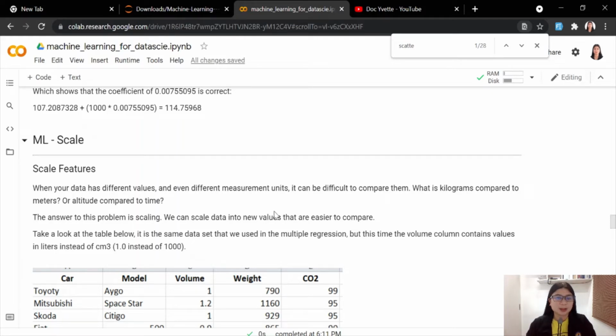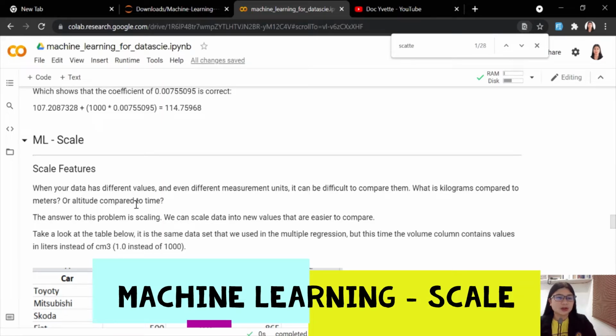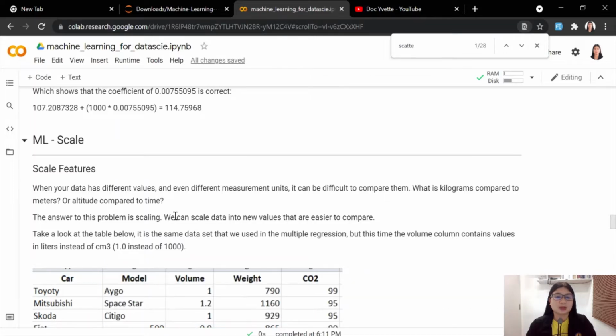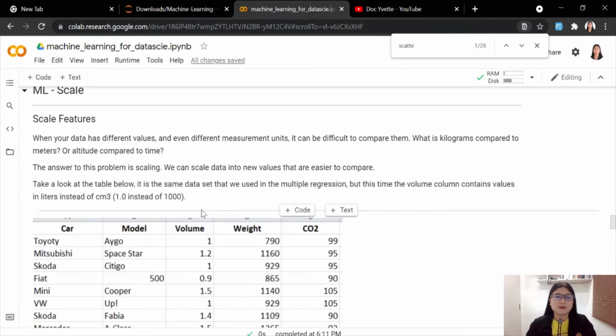The next topic that we're going to discuss is about the machine learning scale. So, scale features. When your data has different values and even different measurement units, it can be difficult to compare them. What is kilograms compared to meter, and altitude compared to time? These are different units, so they cannot be compared. Basically, they are different units. The answer to this problem is scaling. We can scale the data into new values that are easier to compare.